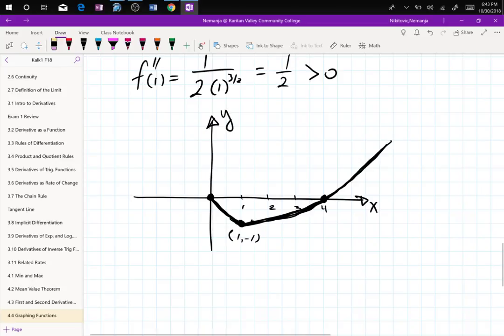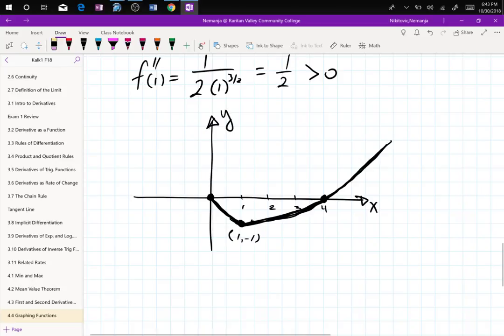Yes, what was the question? What did the second derivative test tell us? Concave up. So it's always like that. Holds the water. So let's run through one more example.